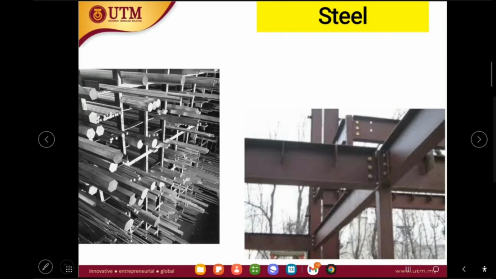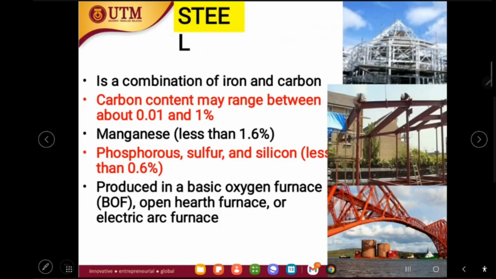So steel. I believe most of you who are from civil engineering backgrounds are more familiar with this material. The I beam, I section, and C sections are all made from steel, and even for reinforced concrete, RC, most of the reinforcement is built using steel. We call it mild steel. Steel is a combination of iron and carbon.